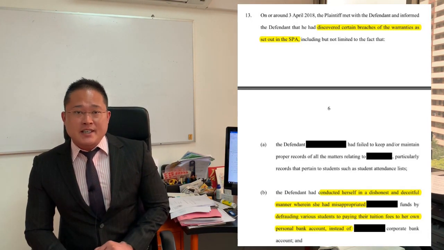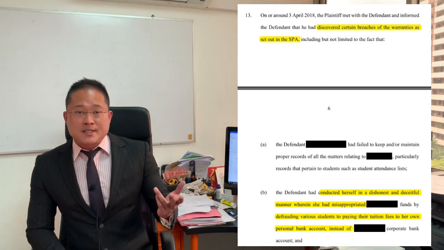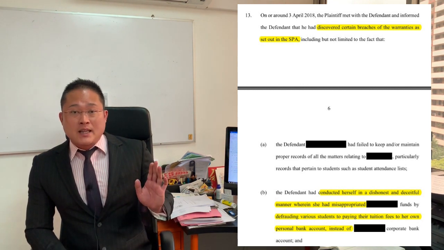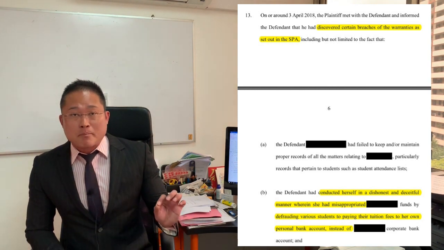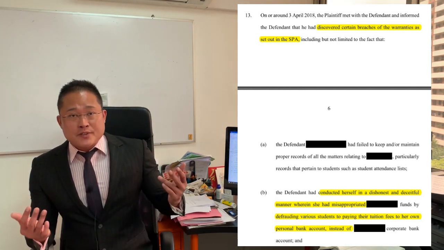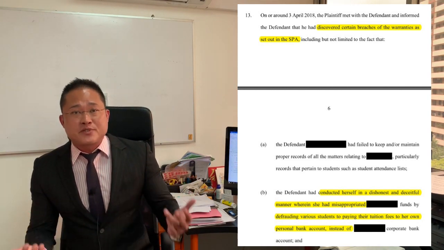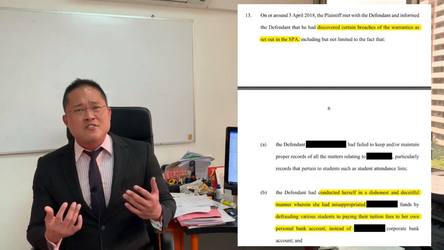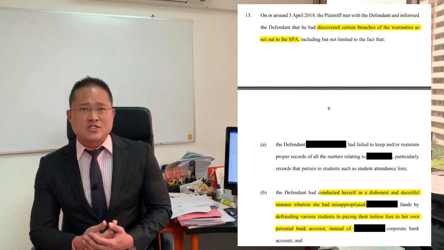In this pleading, it says that the plaintiff discovered certain breach of warranties. The plaintiff also alleged that the defendant misappropriated money, that means stole money. Now, it's not good enough to just say that the plaintiff discovered certain breach of warranties. You have to provide particulars. What warranties in the agreement were breached?